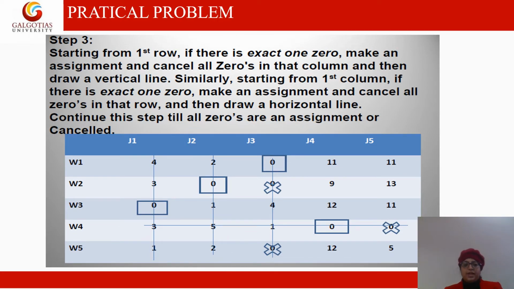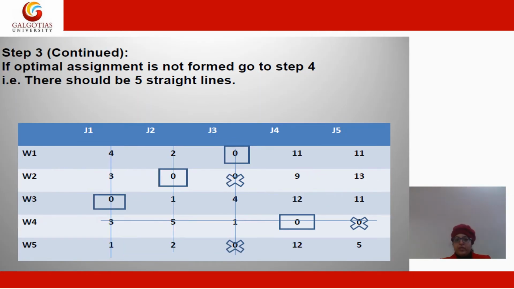Now I have to find out in step 3. Start from row 1. Now in step 3, if the optimal assignment is not formed, then we have to cover the maximum zeros. So let us learn how we can cover the maximum zeros. As you can see, in the first column we have this 0. In the second column we have this 0. In the third column we have this 0 and in the fourth column we have this 0.